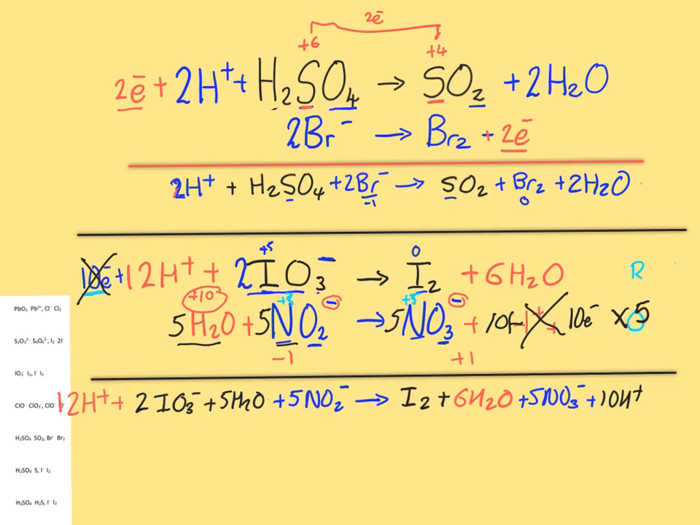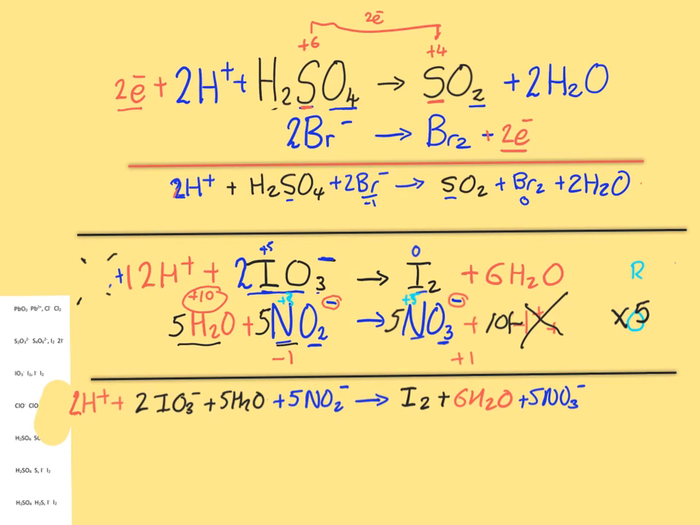And the electrons have cancelled out. Let's now look at our final equation. You can see clearly on both sides of the equation we have hydrogen ions. We've got 12 here and we've got 10 here. If we take 10 hydrogen ions from both sides, that cancels out completely the hydrogen ions on this side and leaves us with 2 hydrogen ions on this side.